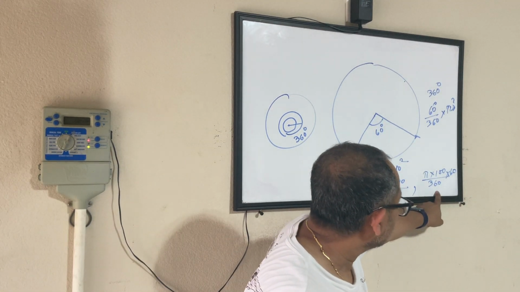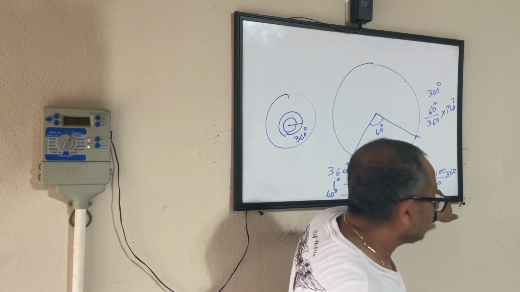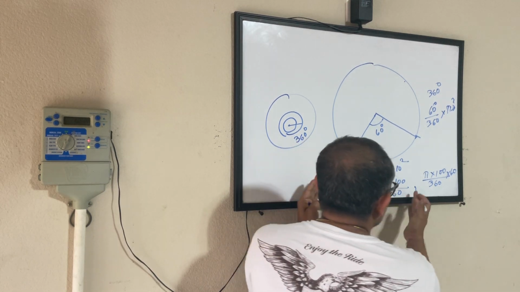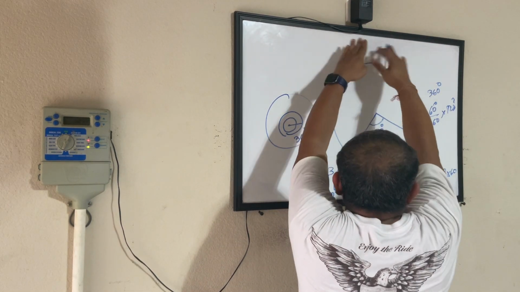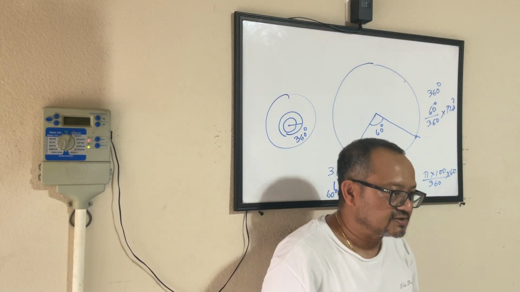That is what I am talking about. Pi r square is 100, into 60 by 360. Whichever way you understand, either by this or by this, 60 of 360 or this method, whichever resonates with you guys.